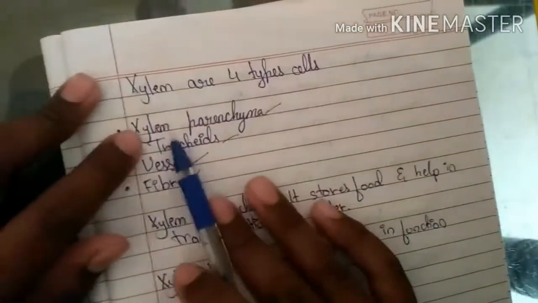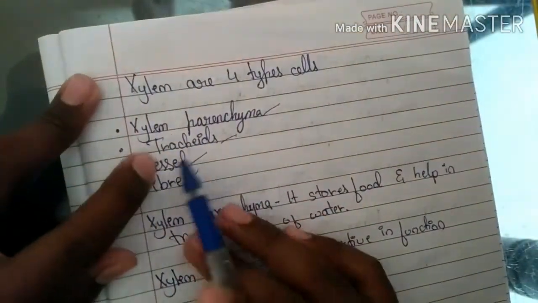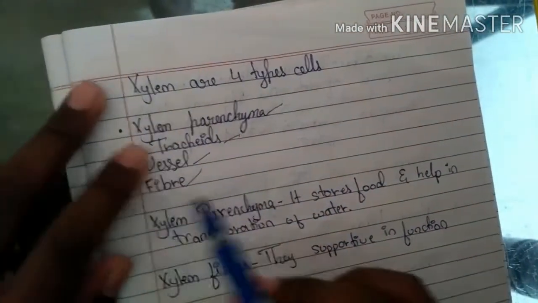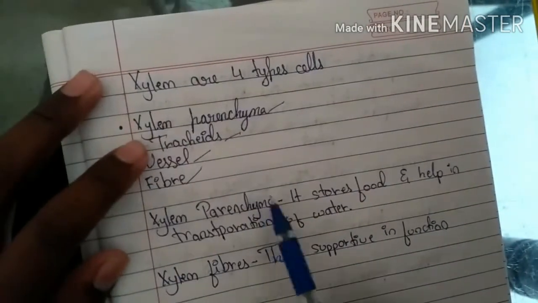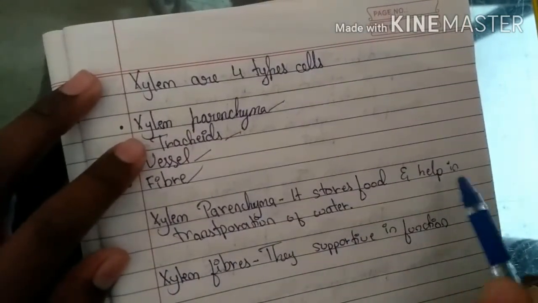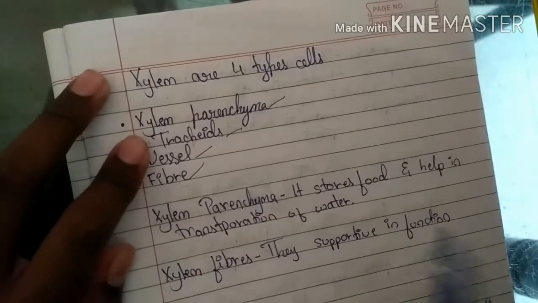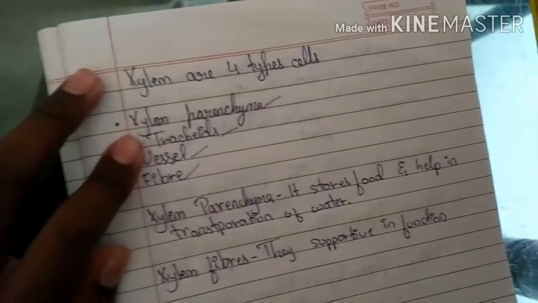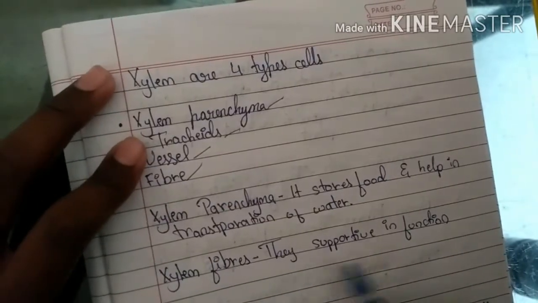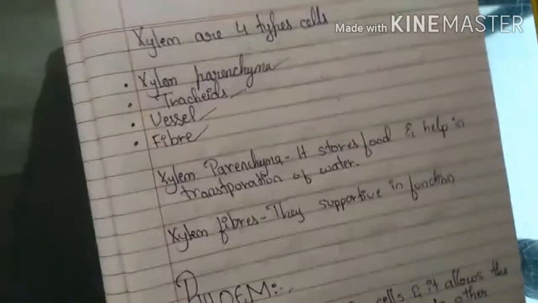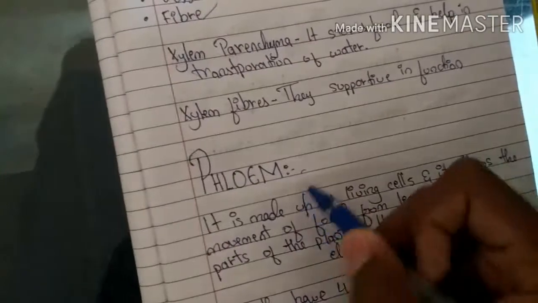Xylem has four types: xylem parenchyma, tracheids, vessels, and fibers. Xylem parenchyma stores food and helps in transportation of water. Xylem fibers are supportive in function. Okay, now we'll study phloem.